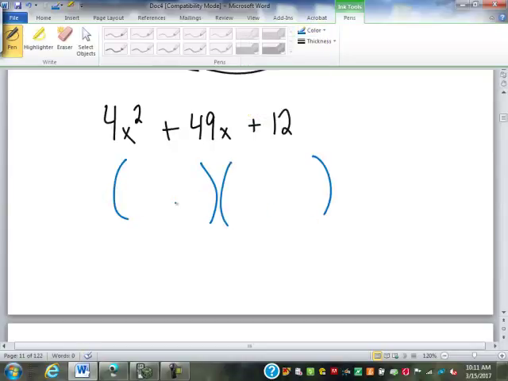Yeah, the outside and the inside have to add up to 49. Well, this one and this one have to multiply to make the 4x squared. The next ones you use the 12. These two have to multiply to make 12. So then the 49 comes in when you check the outside and the inside and combine them. They have to add up to 49x.